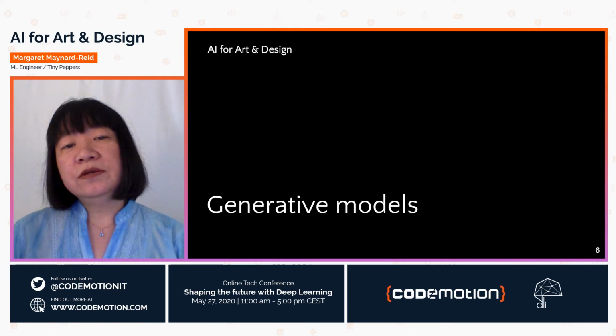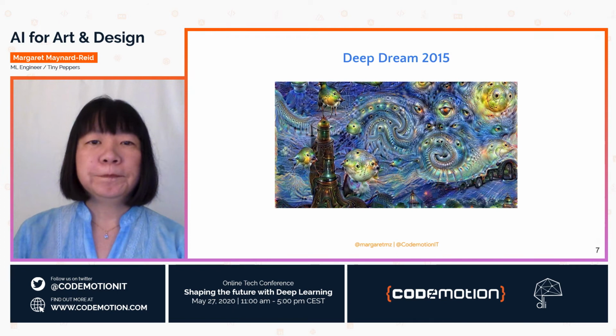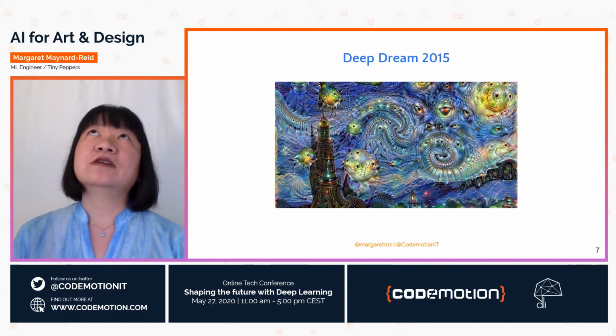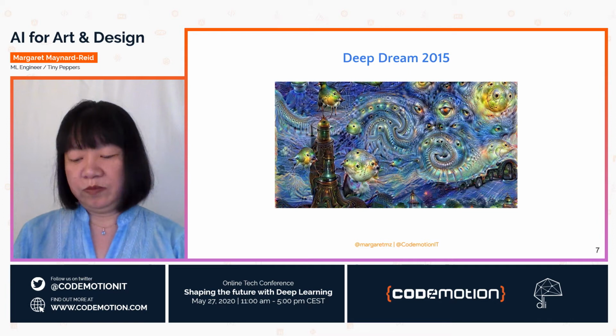Now, I'd like to go into examples of using generative models to create art and design. In 2015, we had Deep Dream. Deep Dream was an experiment that visualizes the patterns learned by a neural network, similar to when a child watches clouds and tries to interpret random shapes. Deep Dream overinterprets and enhances the patterns it sees in an image. So with Deep Dream, it was really the first time we used a neural network to create an artistic representation.